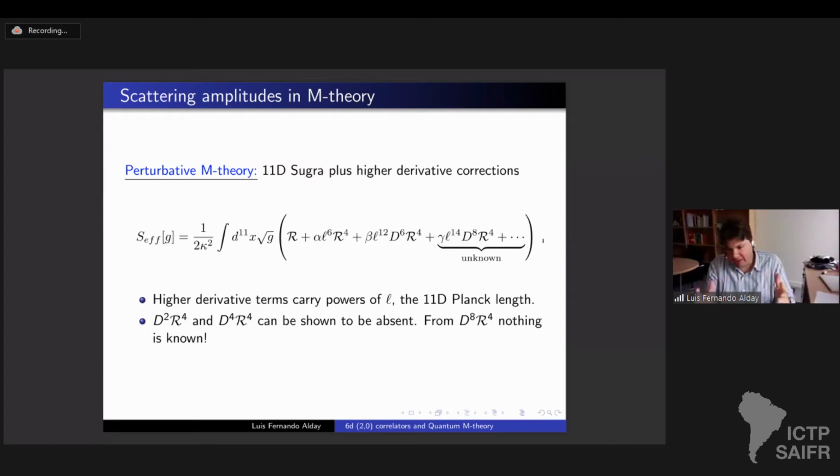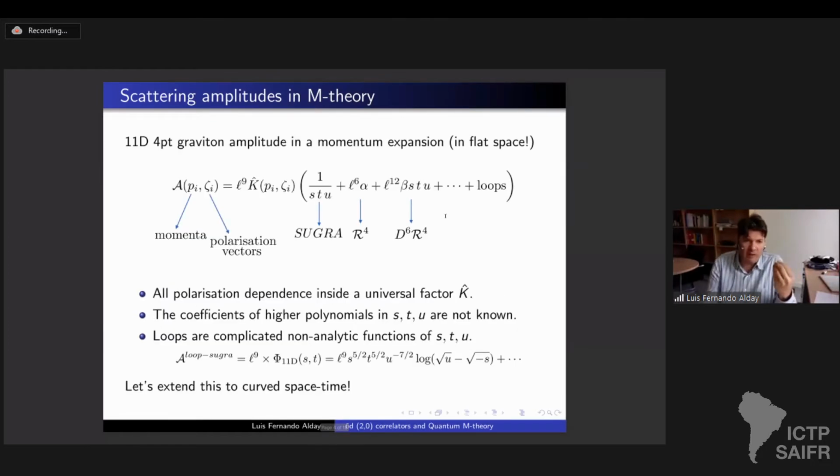Instead of studying an effective action, one way to study an effective action is by looking at an on-shell quantity, which in this case is the 11-dimensional 4-point graviton amplitude in a momentum expansion that corresponds to this expansion in powers of L of the effective action. Now, in flat space, this amplitude takes the following form. It depends on the momenta and the polarization vectors of the gravitons undergoing the scattering, and all the dependence on the polarization is inside this universal factor k hat, which is known, but I am not writing it down.